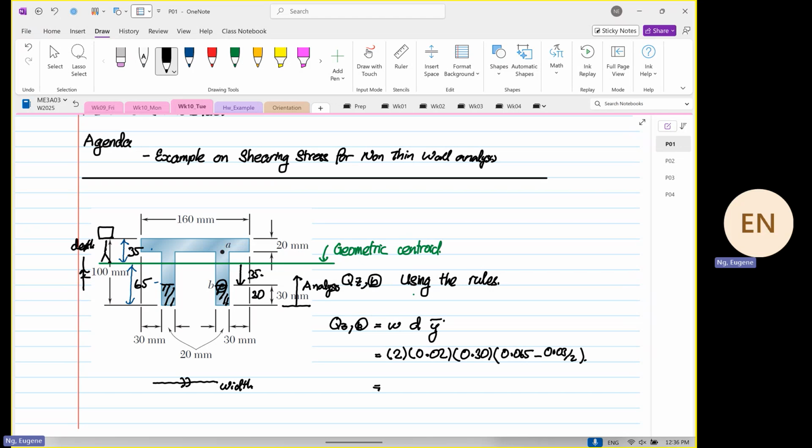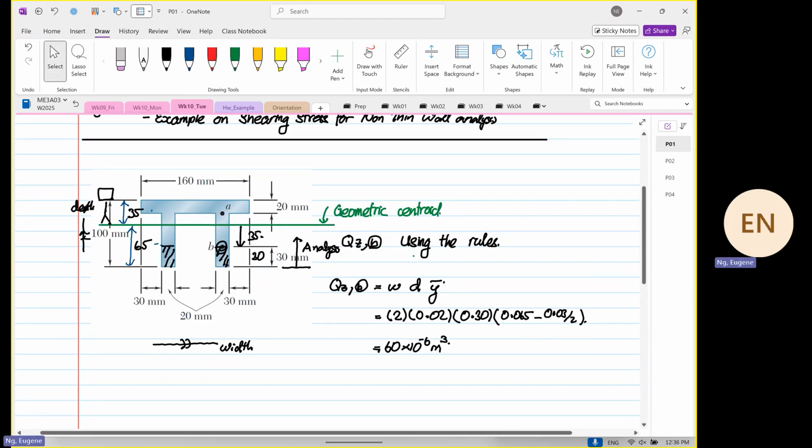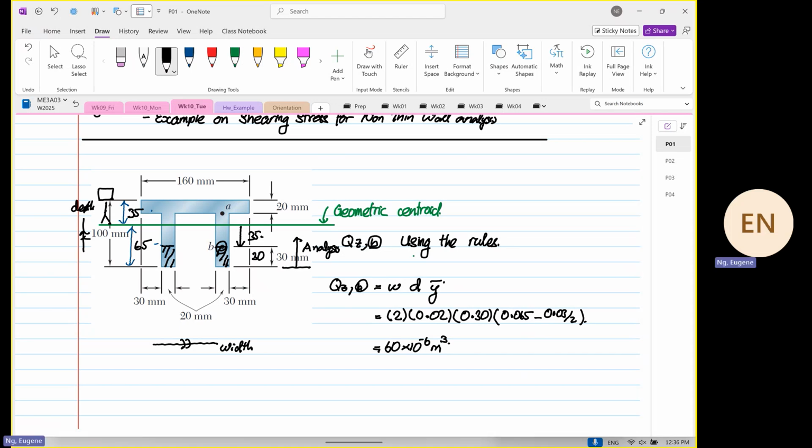So this is the case, what we have over here is equal to 0.065 minus 0.03 divided by 2. No, 0.03 divided by 2. 0.065 minus, times 0.03 times 0.02 times 2, we get 60 times 10 to the power minus 6 meter cube. Or you can, 0.065, hold on.